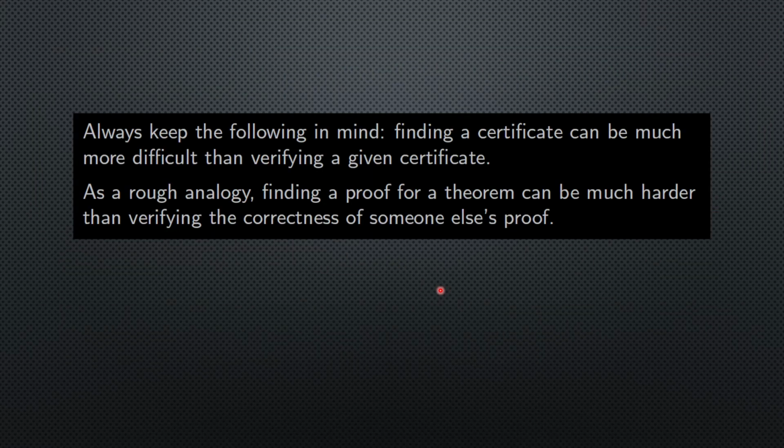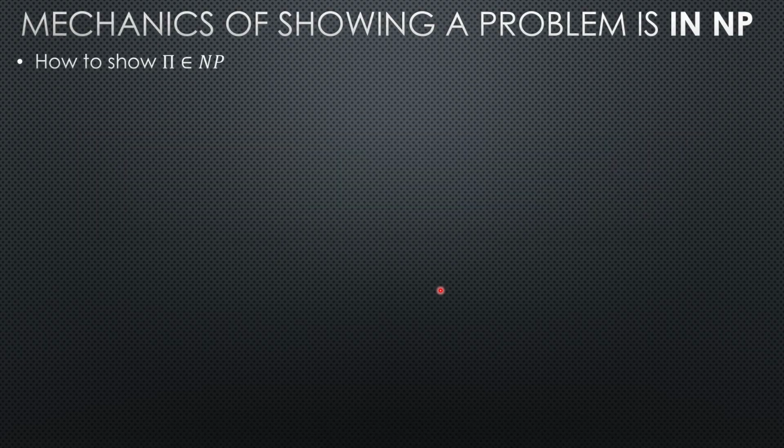Okay, keep the following in mind. Finding a certificate, like actually generating a correct yes certificate, can be much more difficult. Like, computationally speaking, it can be exponentially more difficult, we think, than verifying that the certificate is a valid proof that the answer is yes. Okay? As a rough analogy, you can think of this as finding a proof for a theorem, which can be much harder than verifying the correctness of someone else's proof.